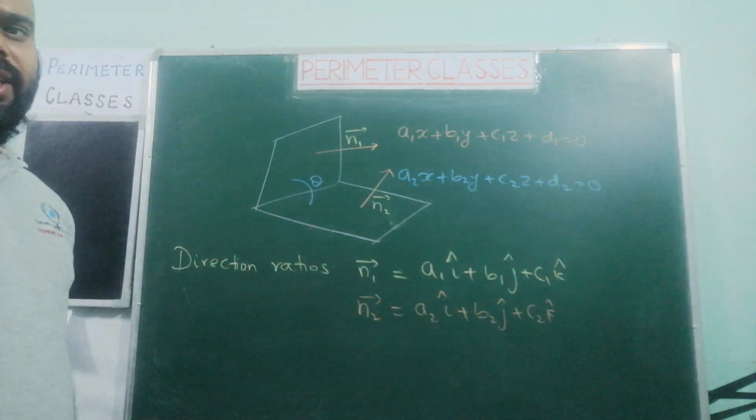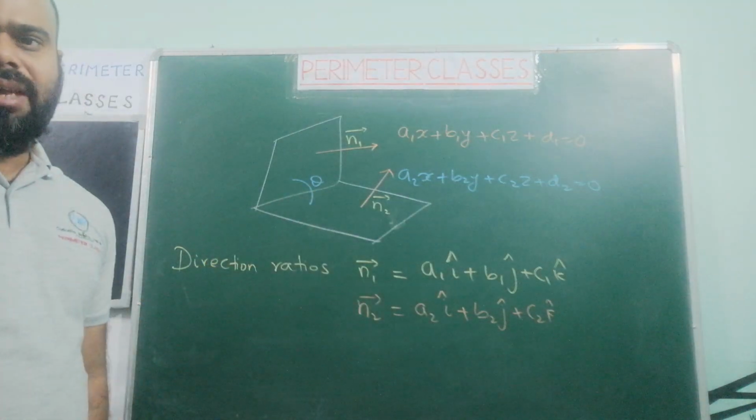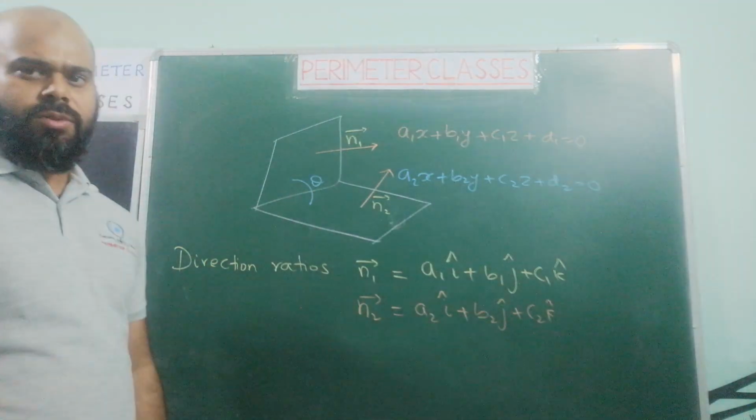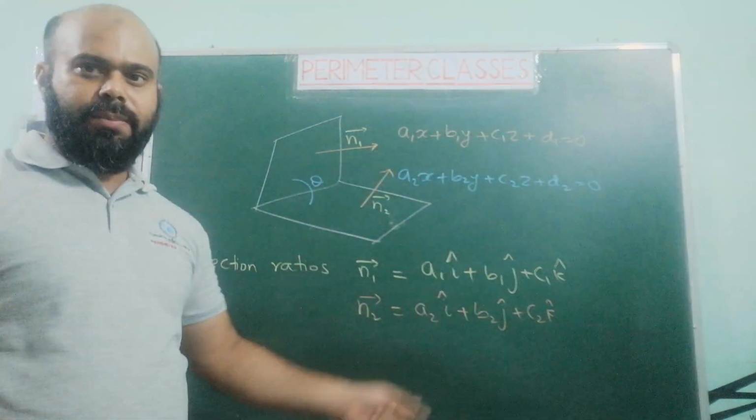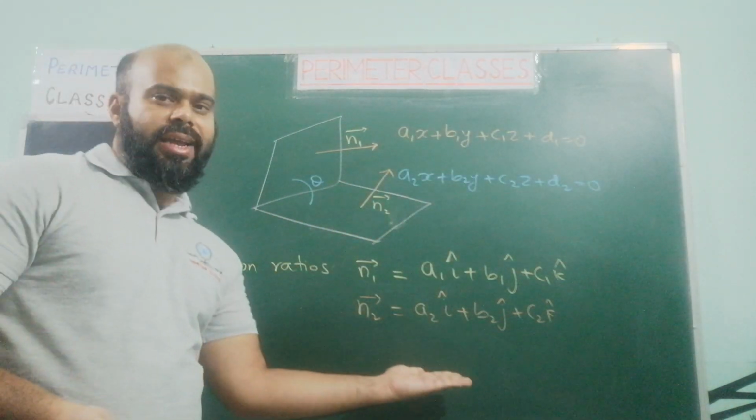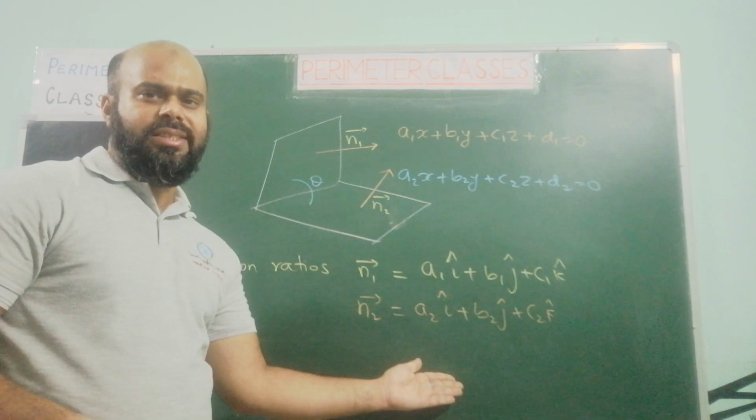Now as we know, the angle between the planes is the same as the angle between the normals, because if I take this blackboard as a plane, and I am putting my hand here like this, this is another plane. Suppose like this it is here.